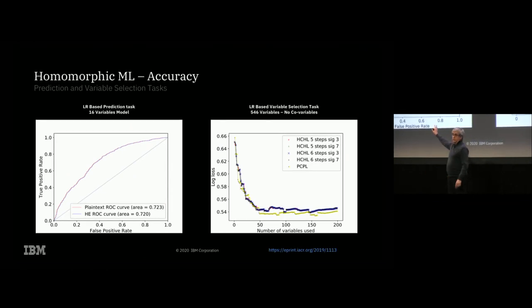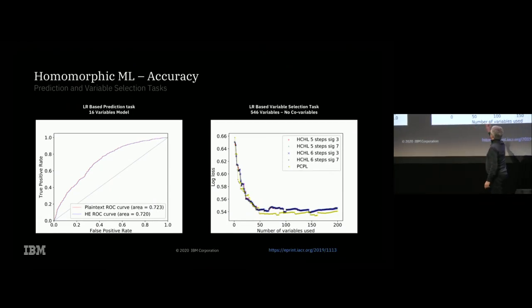So when we proved that we could do predictions with the same accuracy, the next step was, well, can we do variable selection? Can we do the training? Can we retrain that model with new data, but now encrypted? And we did this too.